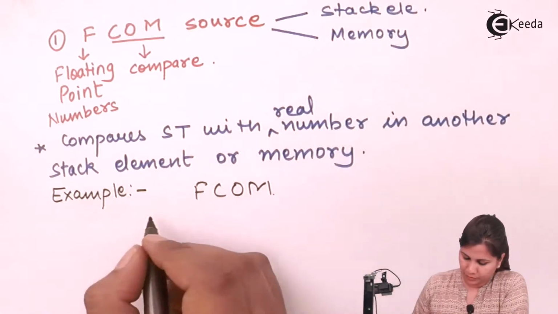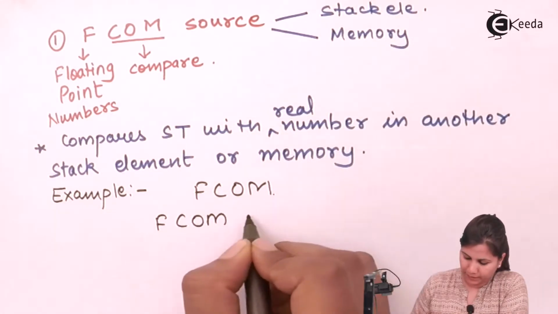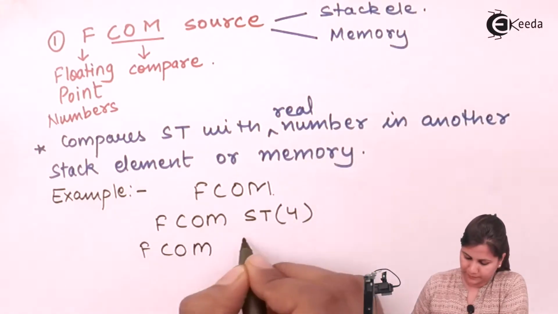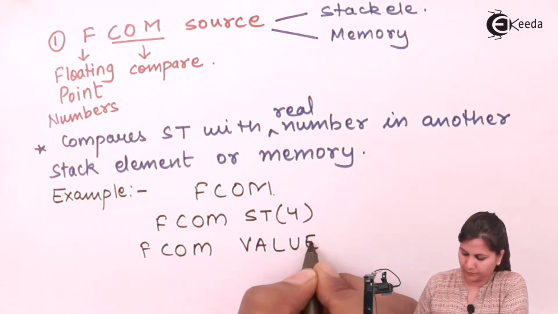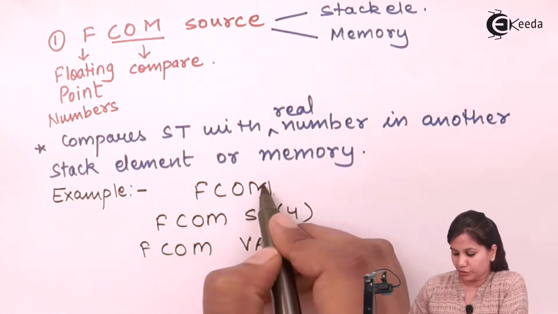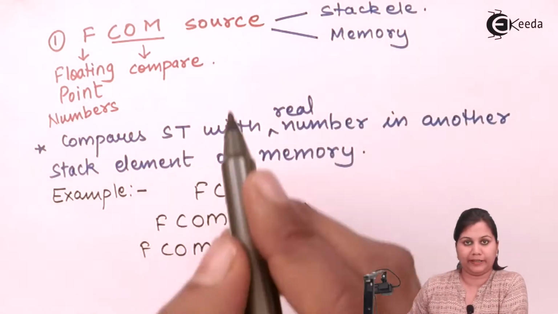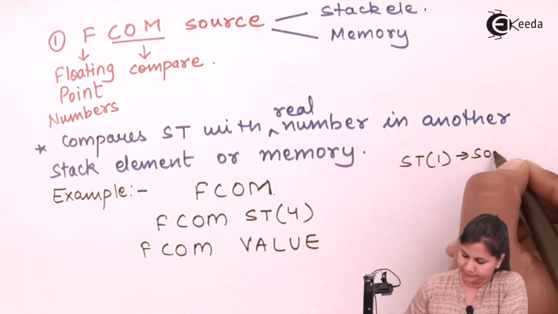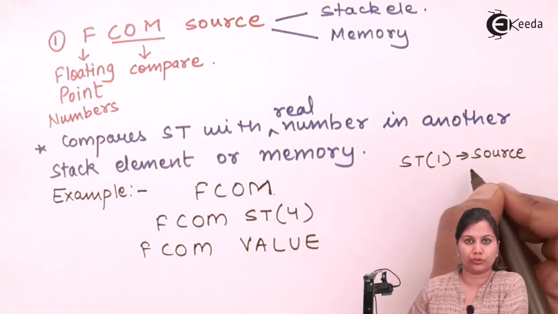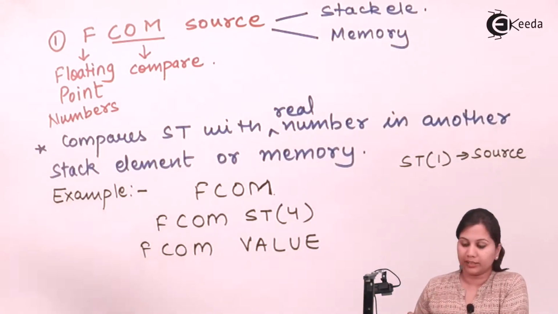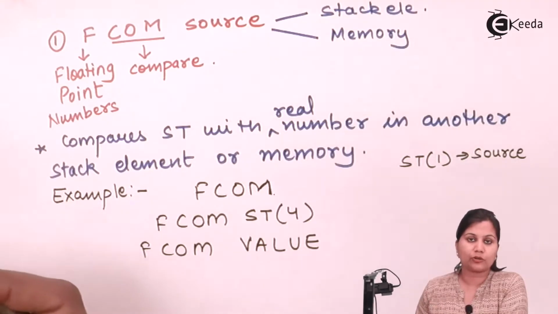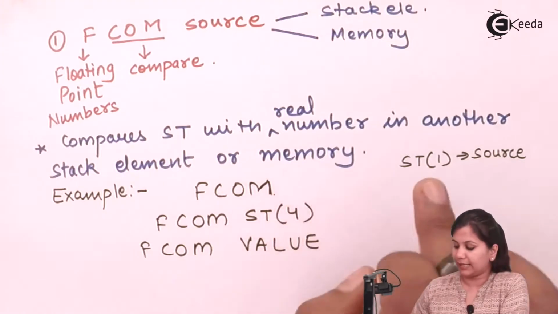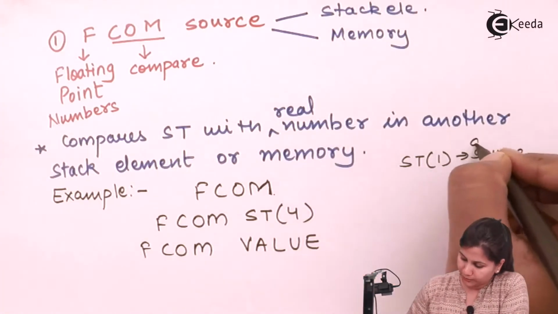Let's take an example of this: FCOM, FCOM ST4, FCOM value. In the first instruction you can see that the source is not specified, so ST1 is taken as the source. This is the default source. I have told you that the contents are compared either with the specified source or with the default source. So when the source is not specified in the instruction, ST1 is taken as the default source.